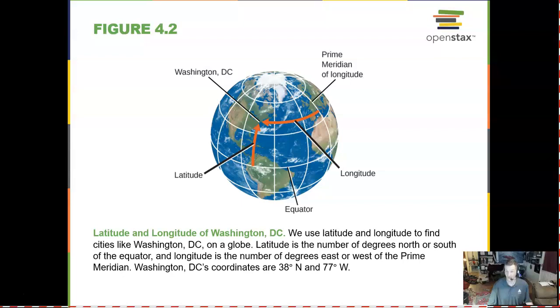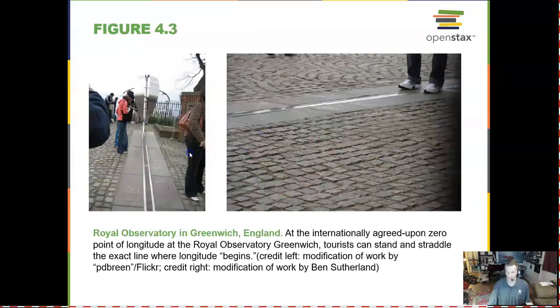Here is an example of latitude and longitude in our nation's capital, and we can see that lines of longitude begin in England and go west. Lines of latitude begin at the equator and go north to the pole. The Royal Observatory in Greenwich, England, is where the international line of longitude begins, the 0 point.